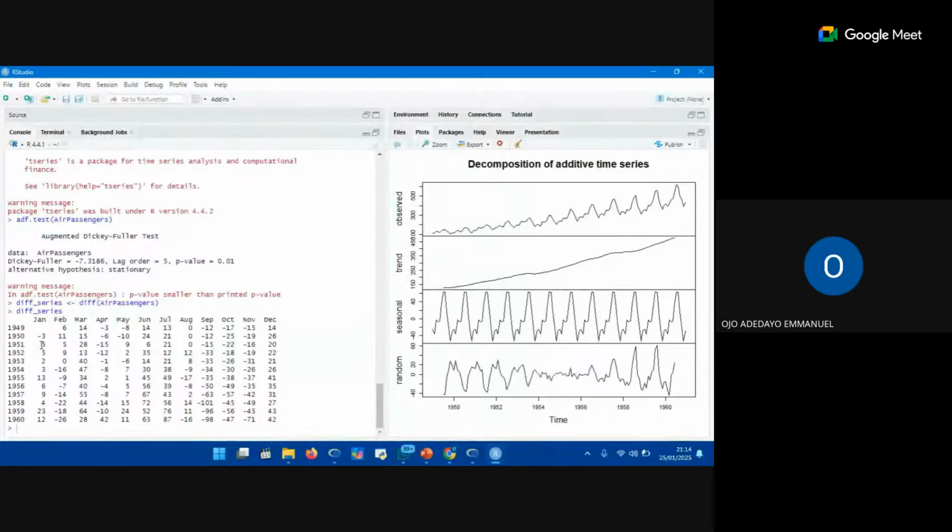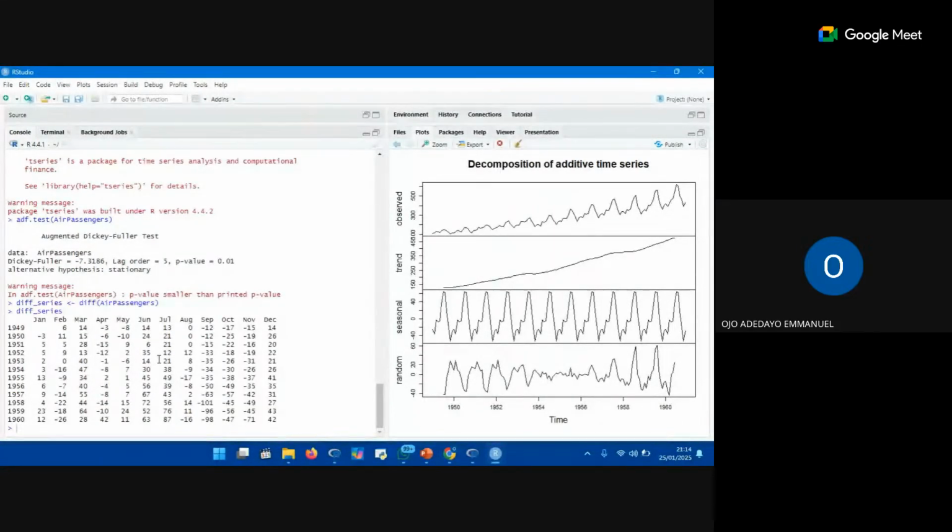Remember that initially when we called in our data, we have big values here. But now after differencing, look at those values that we have. So immediately you difference it, then you do what? You check with your augmented Dickey-Fuller to check whether the data is stationary. But if the data is not stationary, you are still going to difference it again.